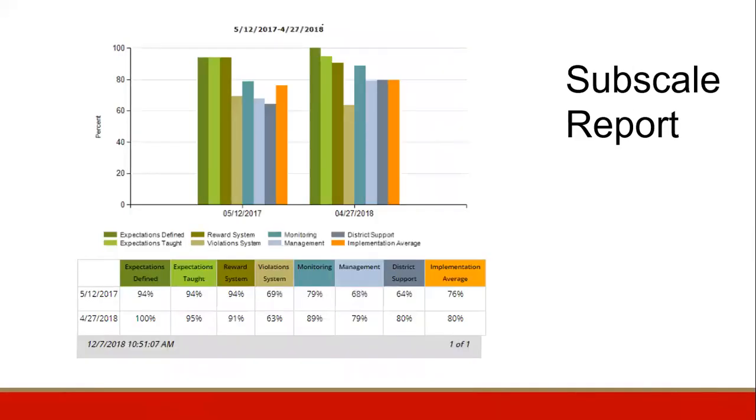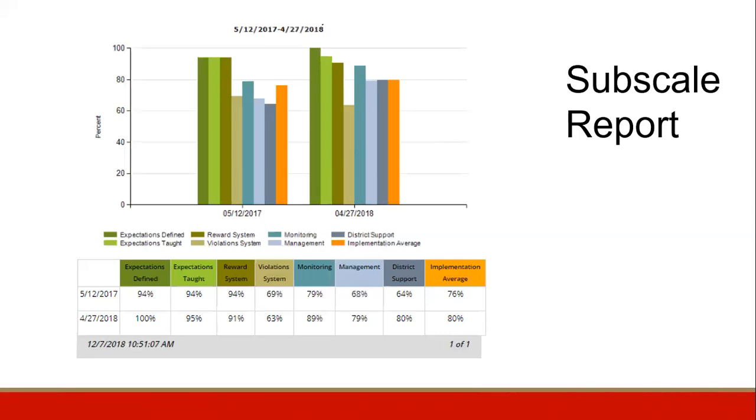The other way would be on what we would consider the non-negotiables or the essential elements within the framework. Do you have your expectations defined? Are they taught? Do you have a reward system in place? Do you have an error correction system? On this report, it's called a violation system. How do you monitor your process? How is the management going of your process?